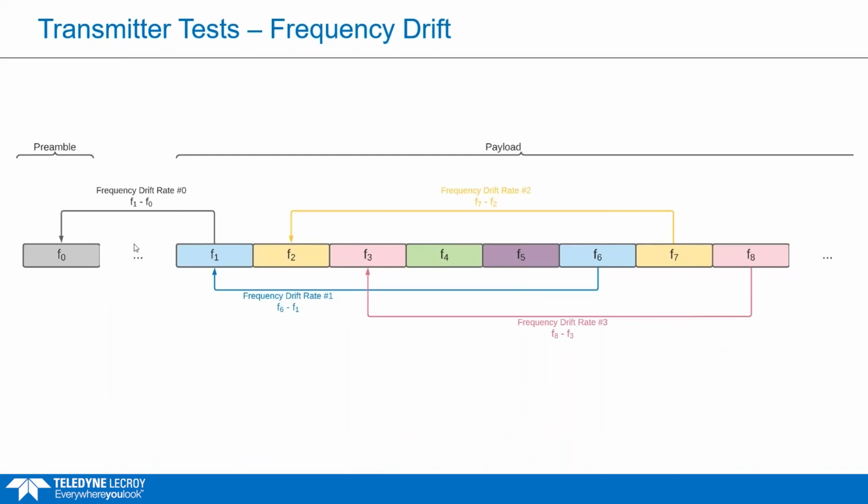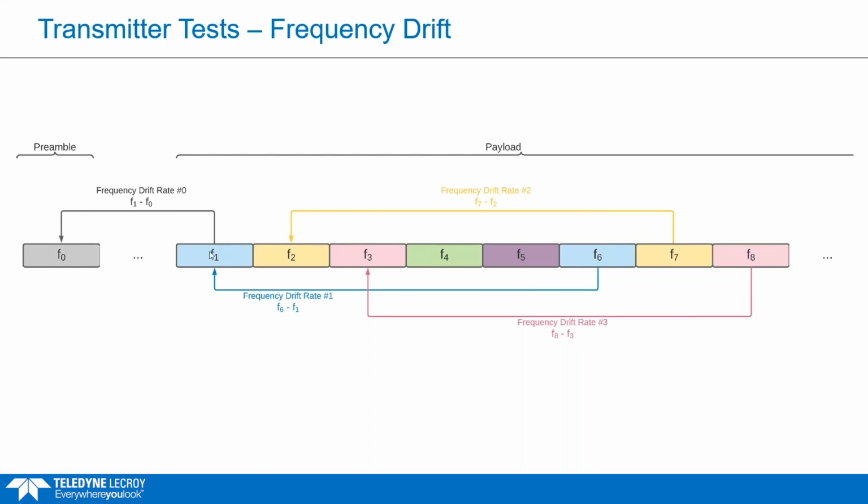So this is a simplified look at the packet. We have a preamble and a payload. And what we do is we've measured the offset for the preamble. That gives us our F0. And then every 10 bits, we're measuring that offset. And that gives us this F1 to F3, etc. So that gives us those offsets. But what we need to do is make sure that offset is going to vary over time, but we want to make sure that's within limits.